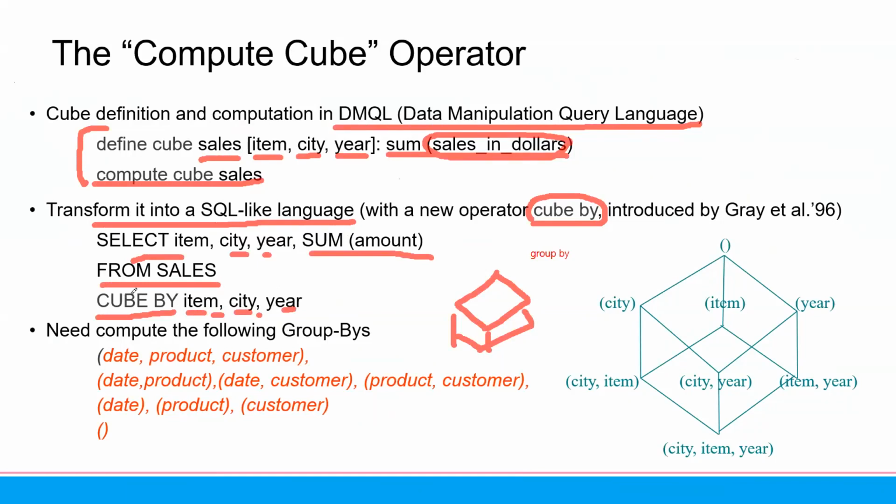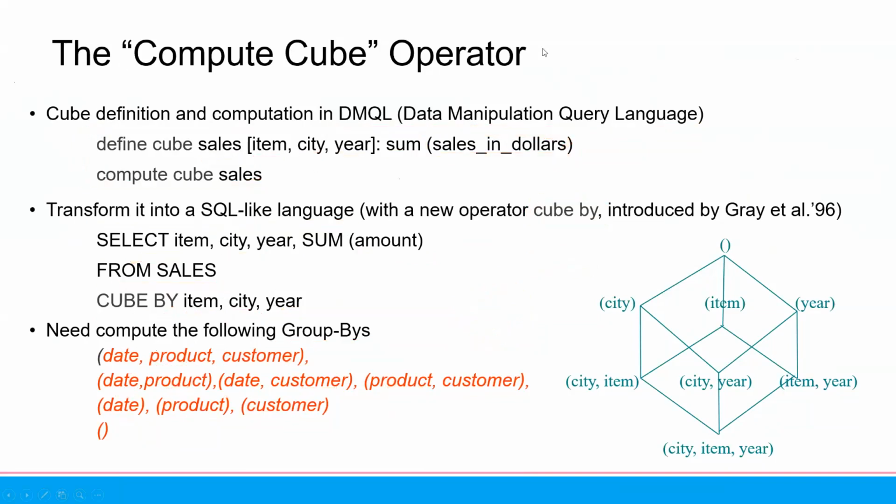You can also compute with group by. The group by function is very powerful to make data based on particular attributes. Maybe you want to get the data with date, product, and customer. You want the data with date and product, date and customer, product and customer. Or you want only the date, only the product, only the customer. Yeah, you can use this kind of SQL or the operator.